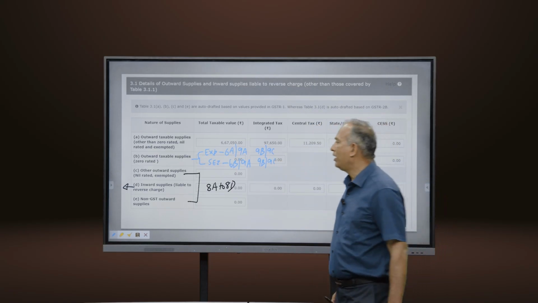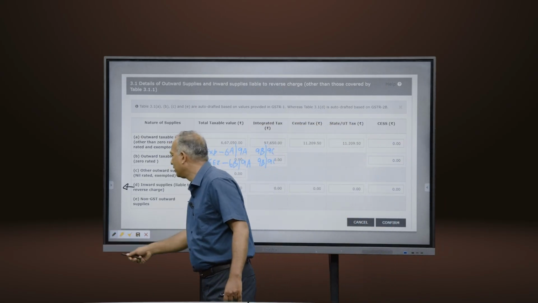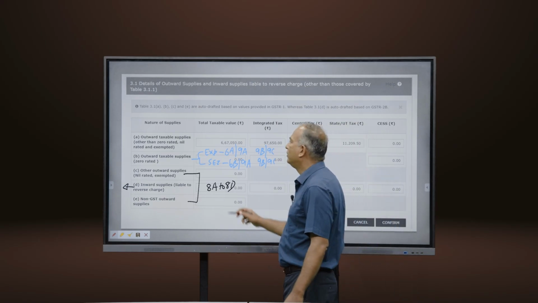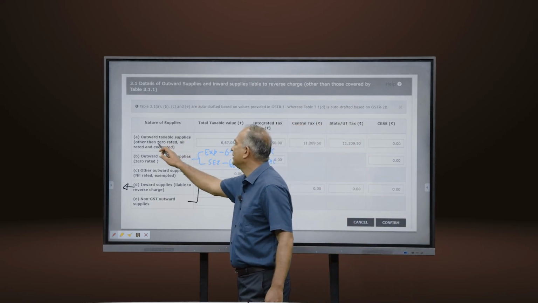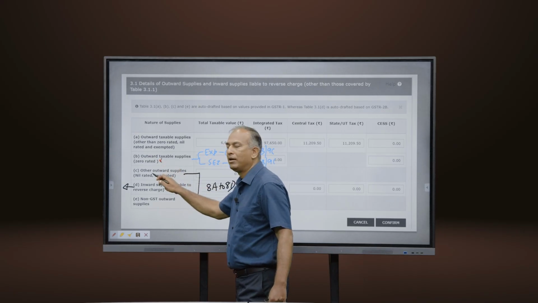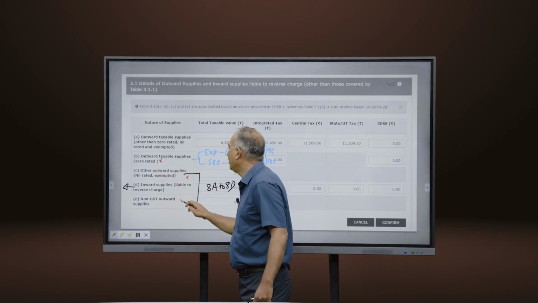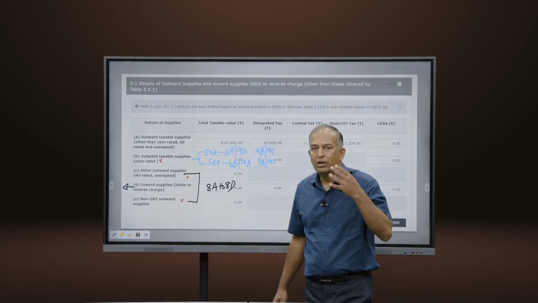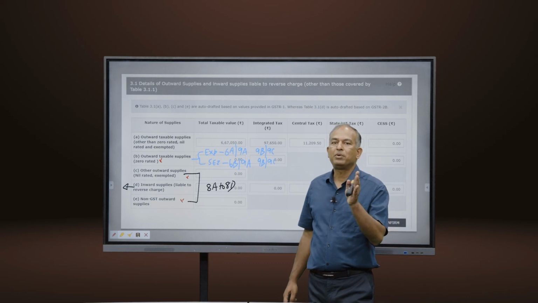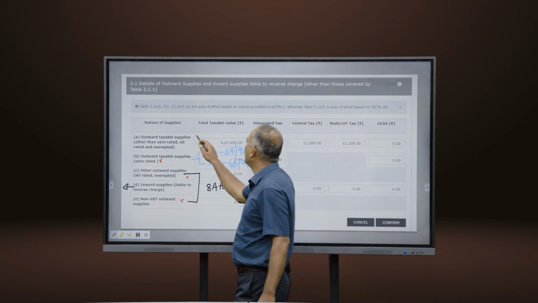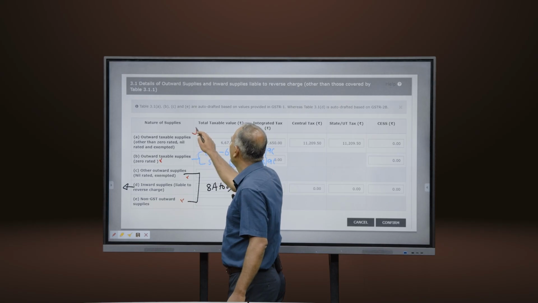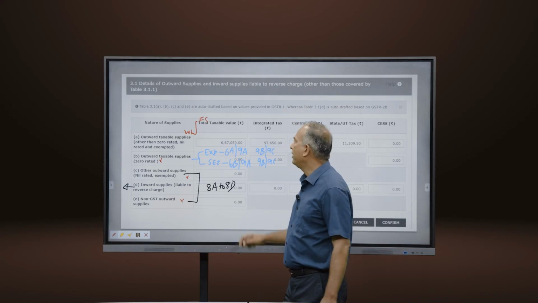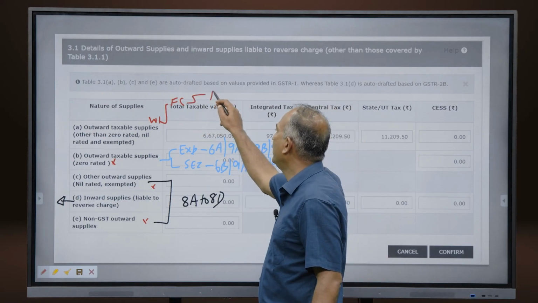Now, go to the next part before I do the reverse charge. This is outward taxable supplies other than zero rated, other than nil rated, and non-GST outward supplies. Correct? That is what it tells you about. So now visualize the picture that is there. Supply within India. Let me use that particular picture itself. So I say this is within India, and I said forward charge. In respect of this forward charge, I told to a registered person.